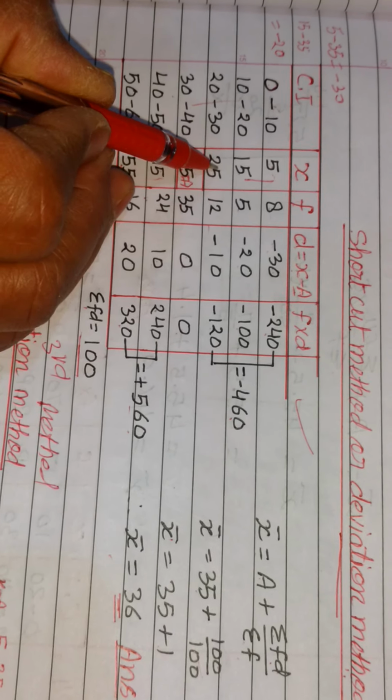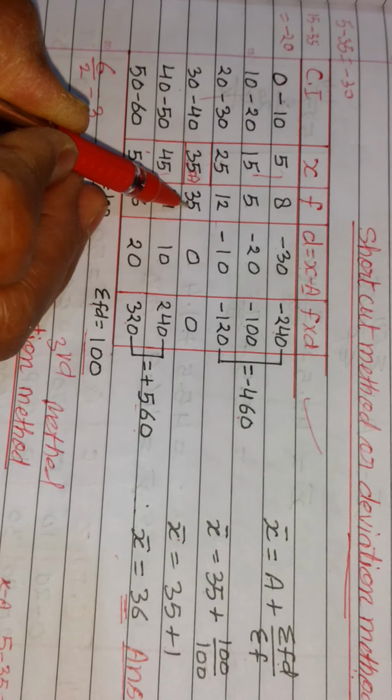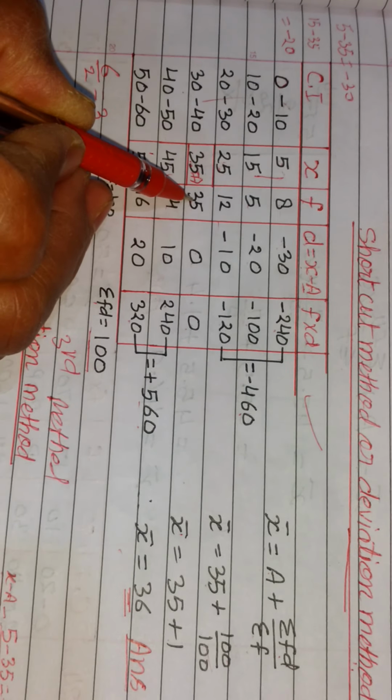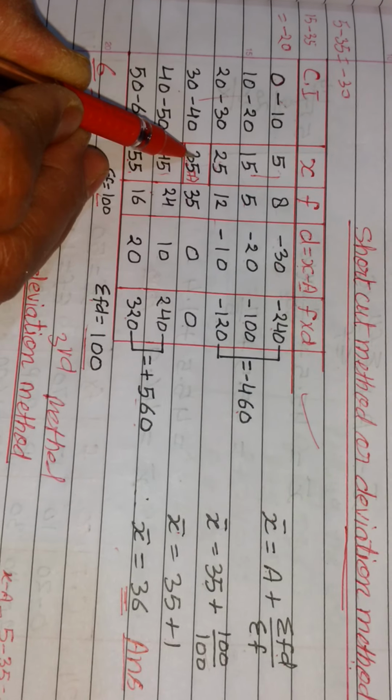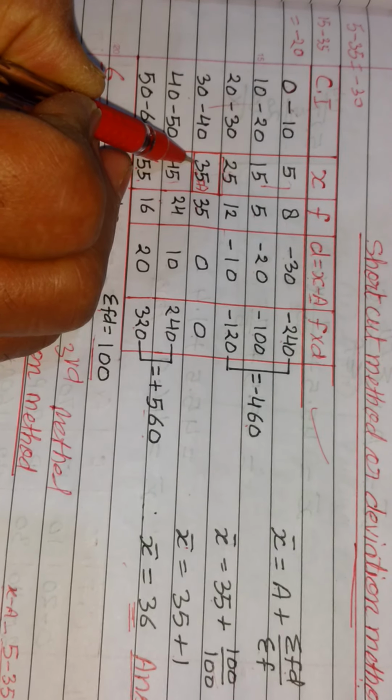After that, we see the frequency of these two numbers. The frequency of 25 is 12. The frequency of 35 is 35 here. So this frequency is bigger than this, so this way I will take it as A. So you can highlight it this way.